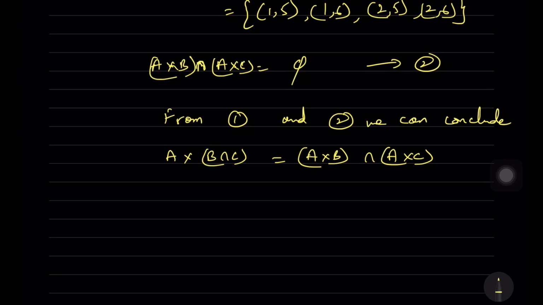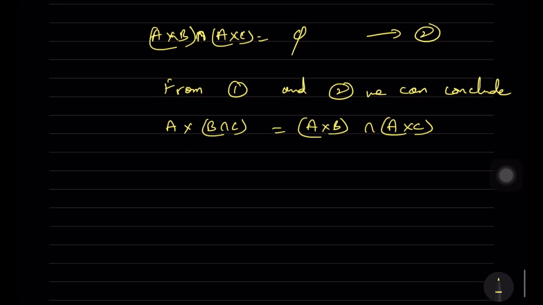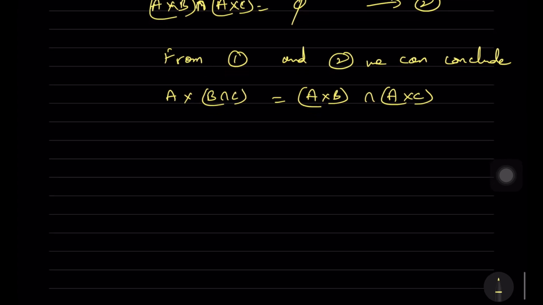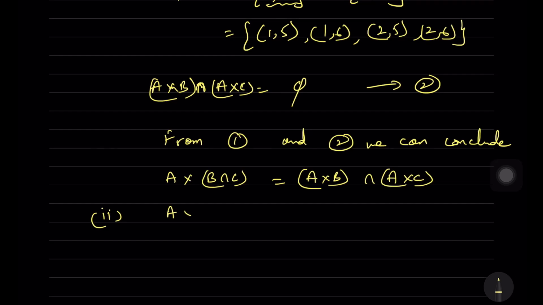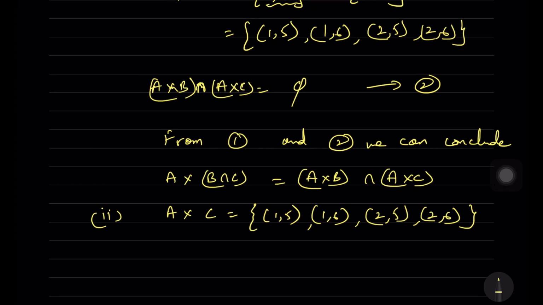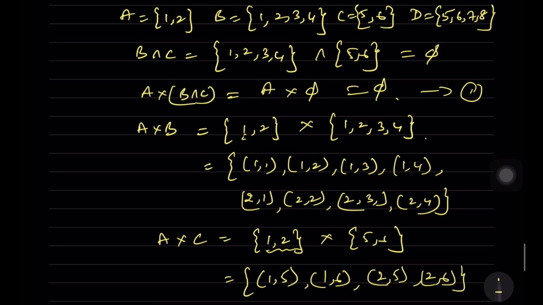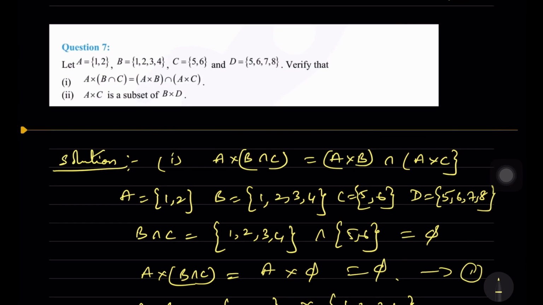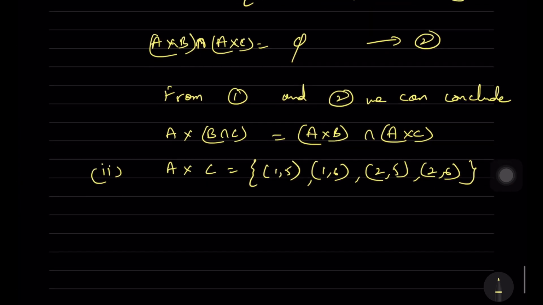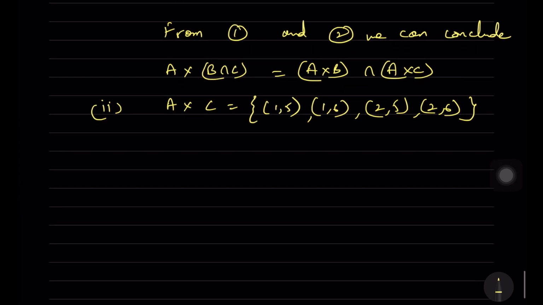So this is the first one we got. The second one is A cross C is equal to 1,5, 1,6, 2,5, 2,6. This is A cross C. Now what is B cross D, we'll see, because you have to verify that A cross C is a subset of B cross D. So we are seeing whether A cross C, what is it? It's equal to this. Now what is B cross D?